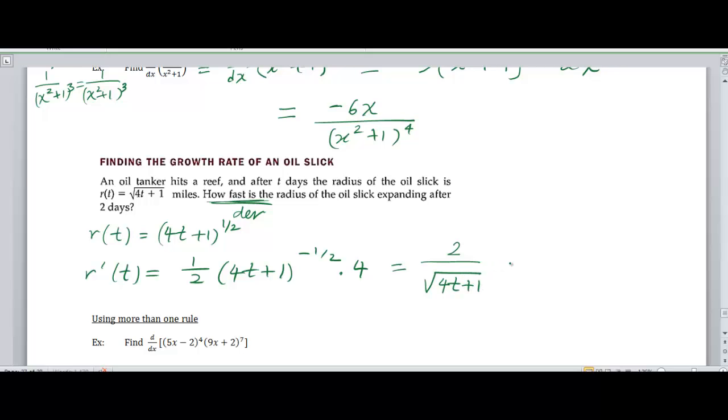Okay? And they want to know how fast is the radius expanding after 2 days. So when we plug in 2, that is 4 times 2 is 8 plus 1 is 9, square root of 9 is 3, so that is 2/3 of a mile. So the radius is expanding 2/3 of a mile per day after 2 days.